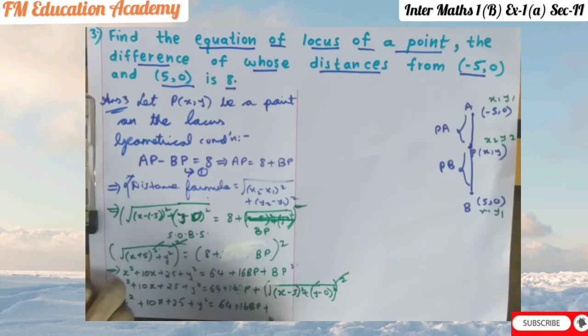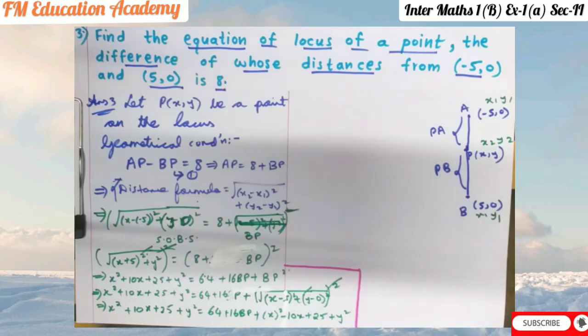It is in the form of a minus b whole square. What is a minus b whole square? a square minus 2ab, 2 into x is 2x, 2x into 5 is 10x, plus 5 5s are 25, plus y square. x square and x square will get cancelled here. y square will get cancelled here.